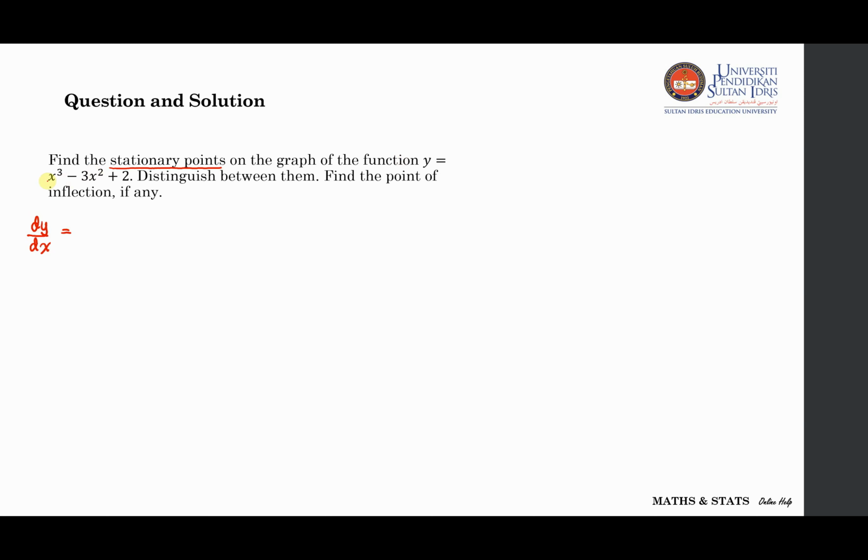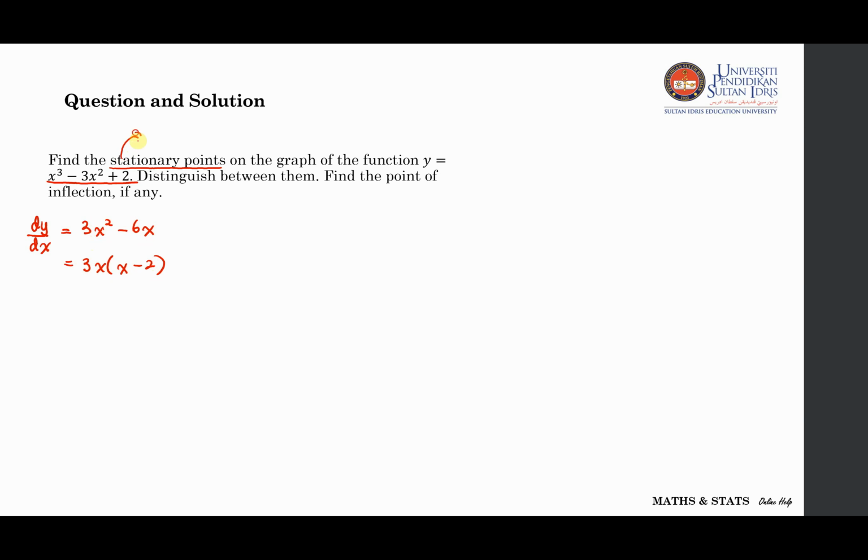So dy dx, according to the function given here, is going to be equal to 3x squared, and if you differentiate this, it will be negative 6x, and if you differentiate the constant, it's going to be equal to 0. Next, you can write it in a simpler form by factoring the terms. So you will have 3x(x minus 2). If you multiply 3x with x, you get back 3x squared, and if you multiply 3x with negative 2, you get back negative 6x.